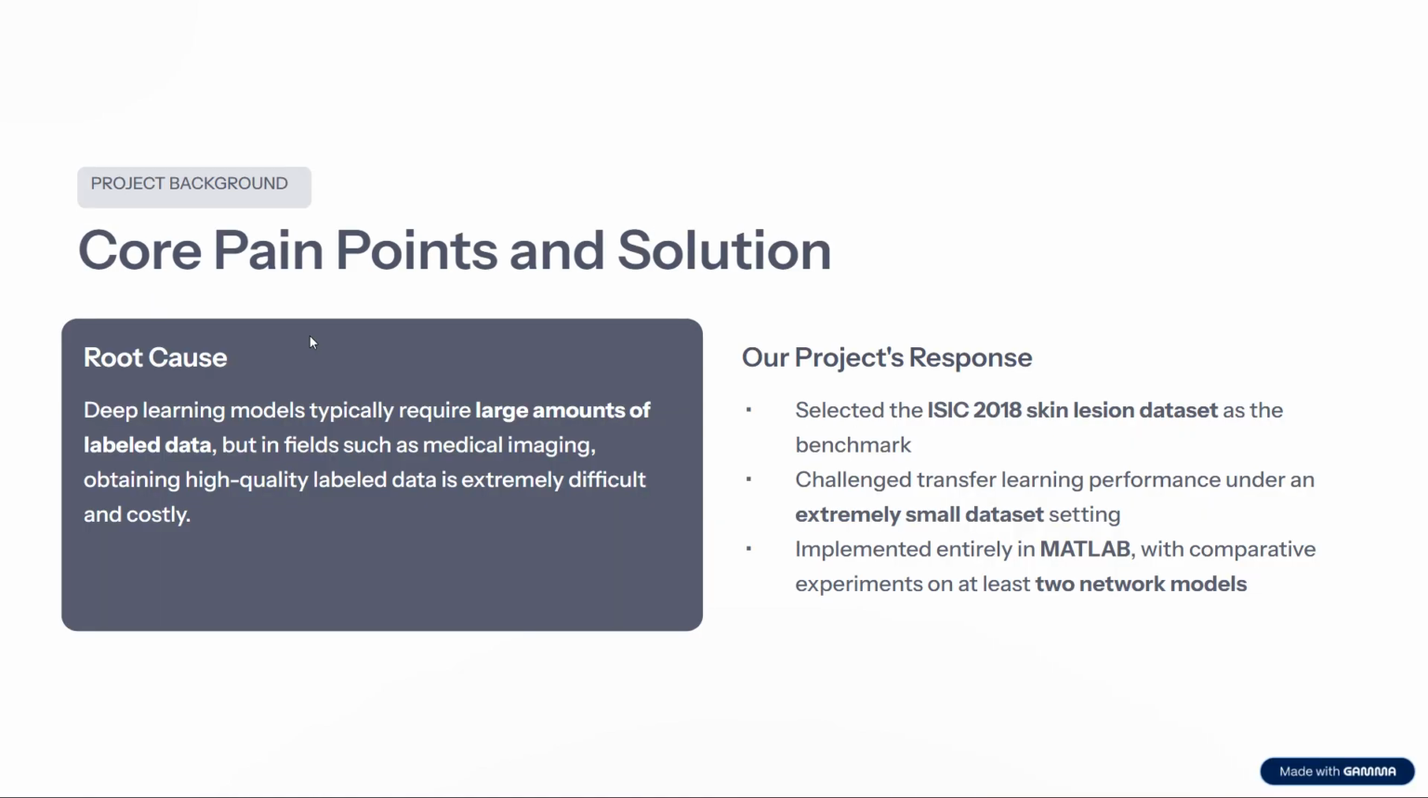In this section, project background and core pain points. Let's start with the background and the core problem we are trying to solve. As we know, deep learning models are notoriously data hungry, typically requiring thousands or millions of labeled images to perform well. However, when we look at specialized fields like medical imaging, obtaining high quality labeled data is exceptionally difficult, time consuming, and expensive.